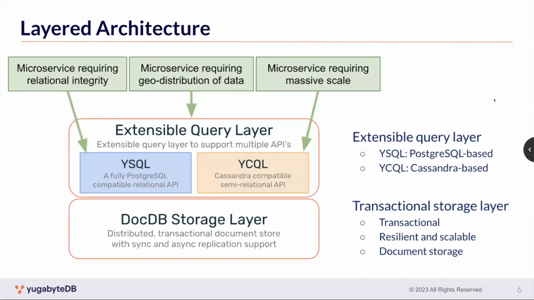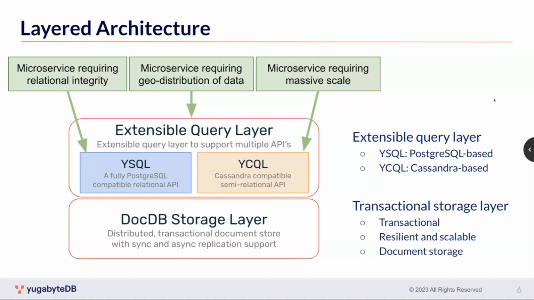So YugabyteDB is a layered architecture. You have the query layer, which your application client is going to talk to. And we support multiple APIs in this query layer: the YSQL, which is the Postgres-compatible one, and the YCQL, which is the Cassandra-compatible one. And of course, in the future, even more.